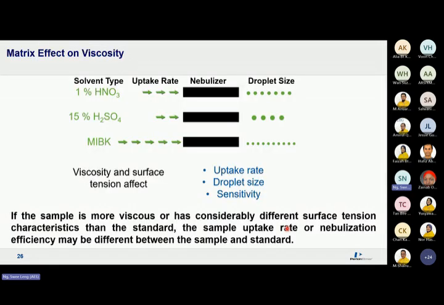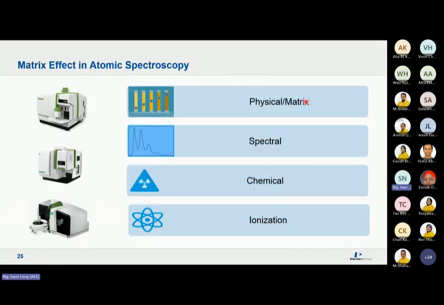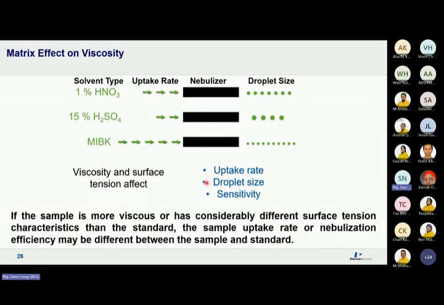As I mentioned, let me go into more detail on the physical and the matrix effects. In terms of sample introduction, as long as your equipment has a sample introduction, you need to think of it this way. If my calibration solutions are using 1% nitric acid, I will have this type of flow rate. But if the sample has a higher viscosity, then my flow rate will be different. If I have organic, my flow rate will be different.